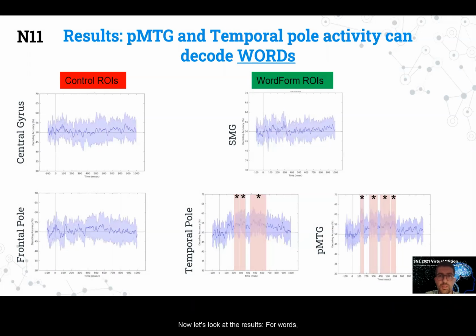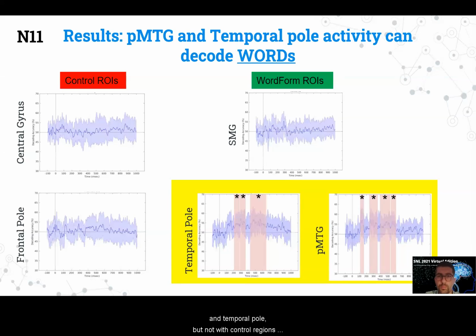Now let's look at the results. So for words, SVMs successfully discriminated hub words after training on word neighborhoods with PMTG and temporal pole, but not with the control regions and SMG activation series.